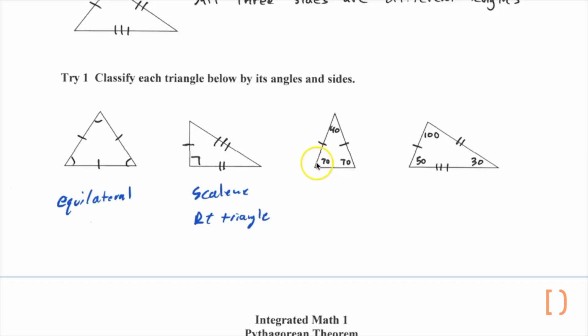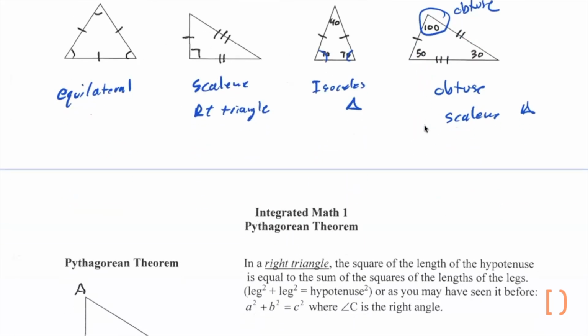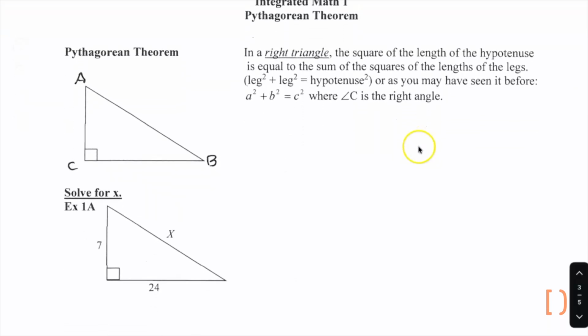The next one, oh, notice these are the same. So this is an isosceles triangle, right? You notice these angles are the same, which is why these sides are the same. The next one, another scalene, but it is obtuse. See, this guy's bigger than 90? That's obtuse. So an obtuse scalene triangle.